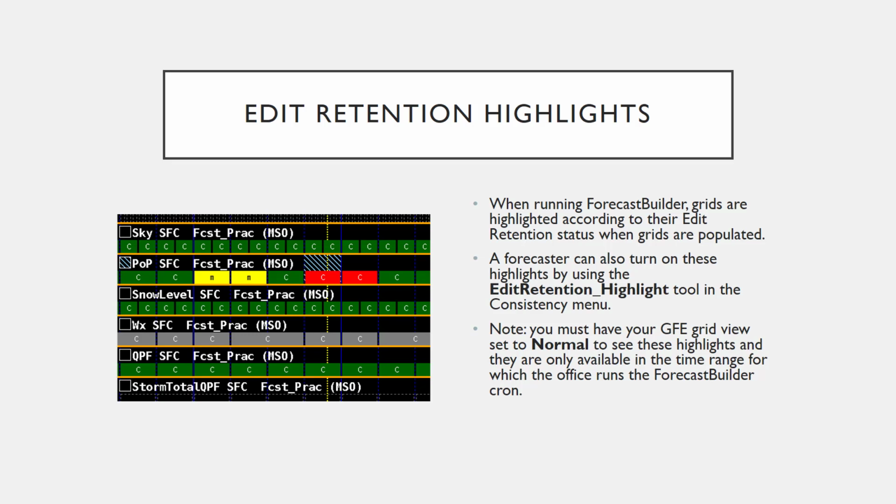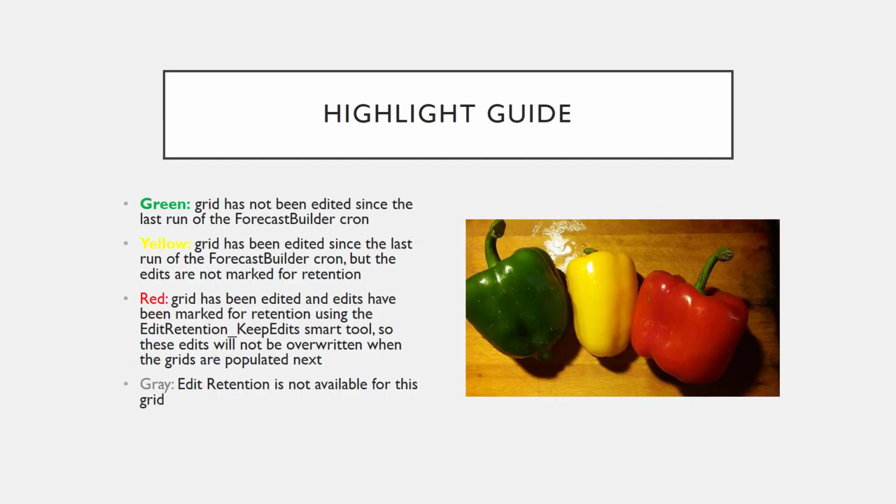Also, they're only available in the time range for which your office runs the ForecastBuilder cron. So what do the highlights mean? Here's a guide. If a grid shows up as green, it has not been edited since the last run of the ForecastBuilder cron. If a grid is yellow, it has been edited since the last cron run, but those edits are not marked to be retained and will be overwritten with the next cron run.